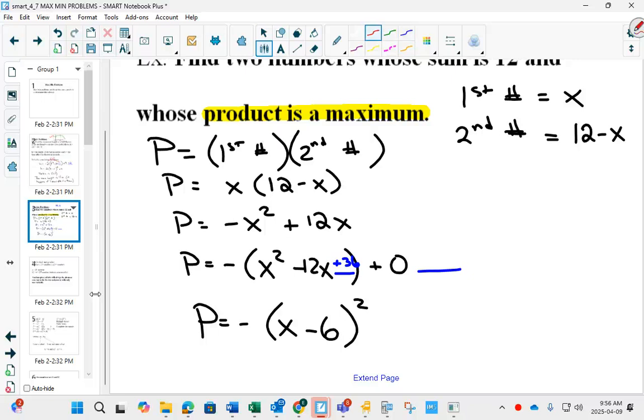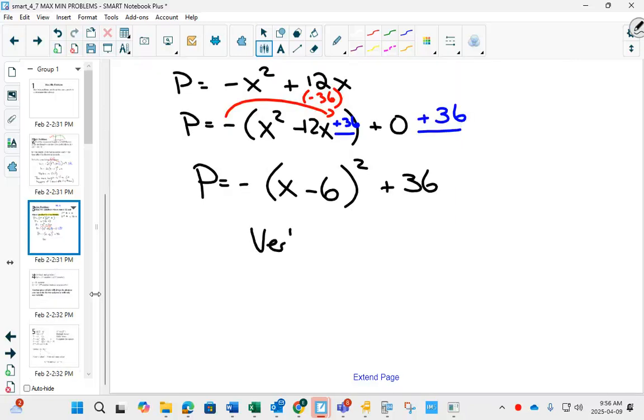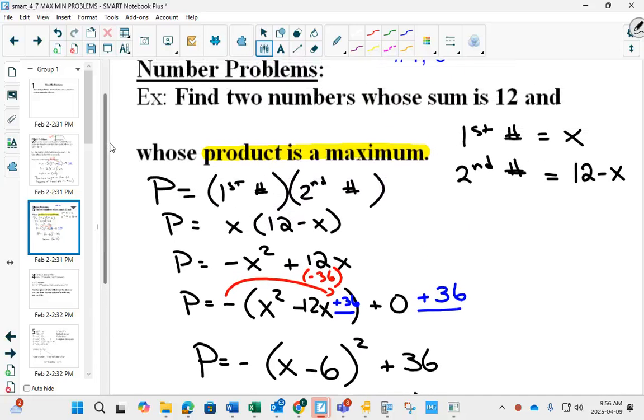What have we actually done though? There's a minus out front. By putting that number in that space, we've actually subtracted 36 on the right-hand side. So to compensate, we would have to add 36. And then our vertex is 6, 36. What did the question ask us to find?